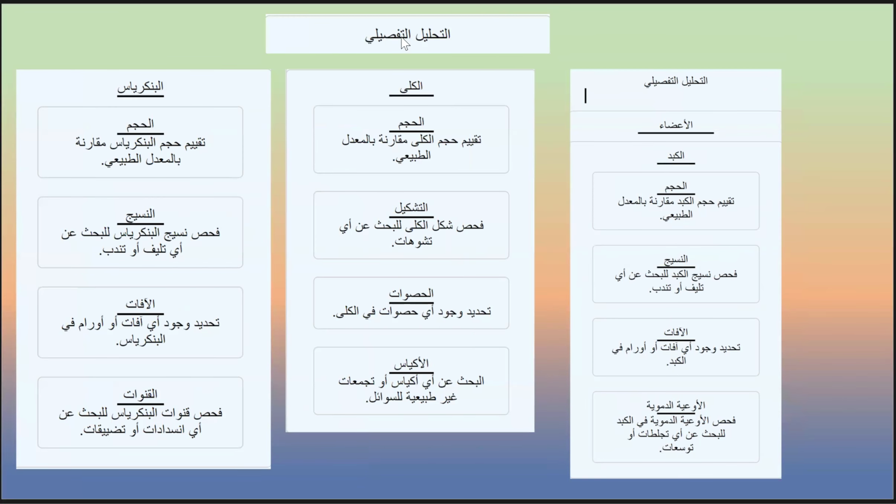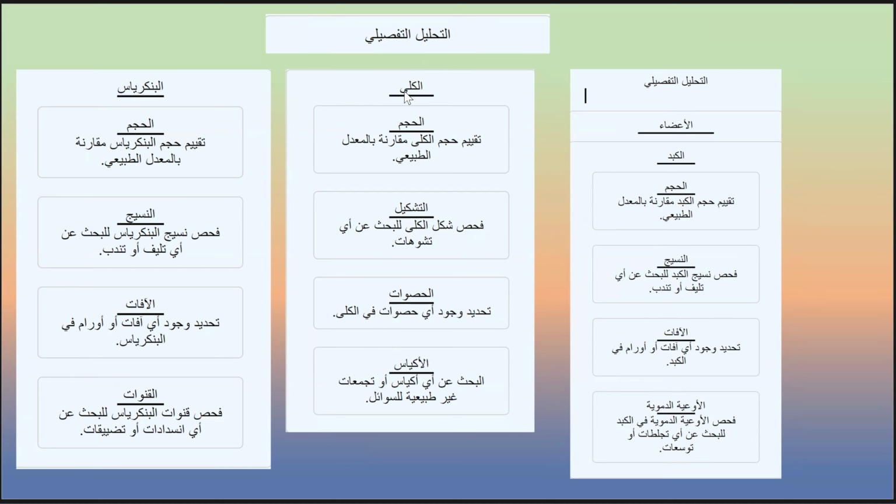And in the detailed assessment, we look for the organs like the liver, and in the liver we look for the size, we look for the tissue of the liver and any masses or anything abnormal in the liver, and we should look for the vascular structures of the liver and look for any aneurysm or any thrombosis, etc. This is for the liver, and this is the second organ.